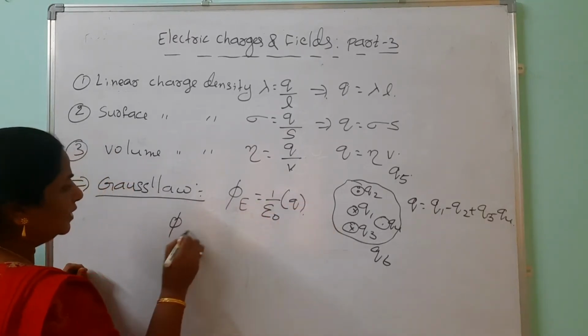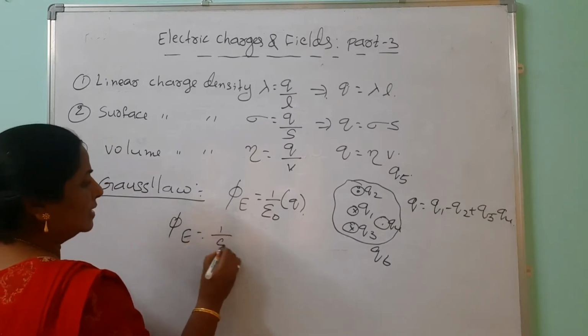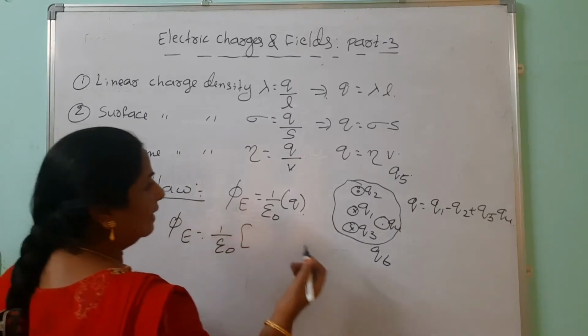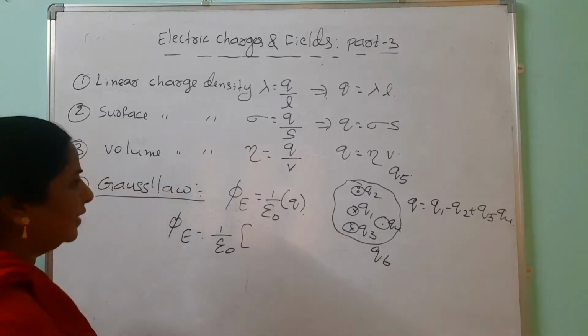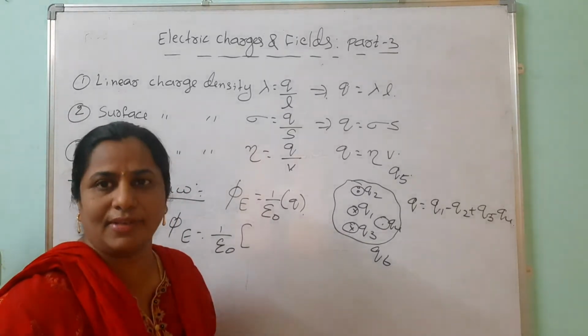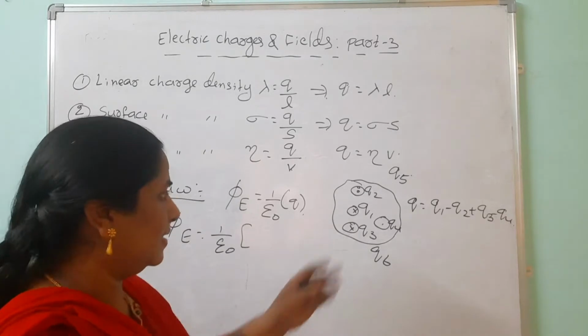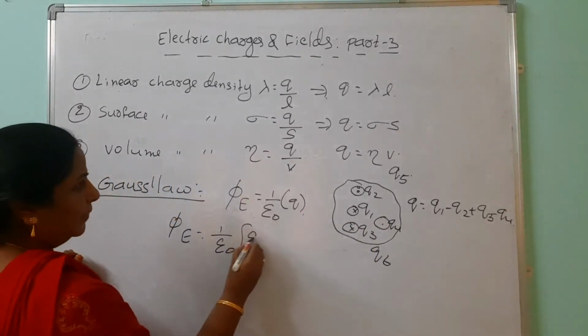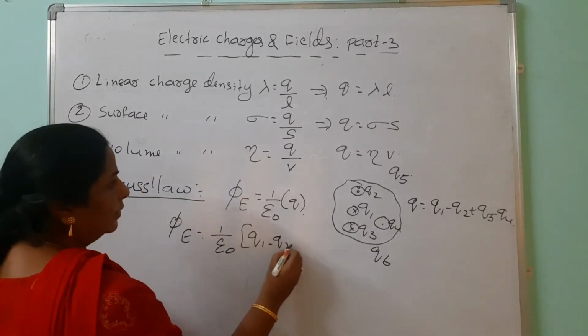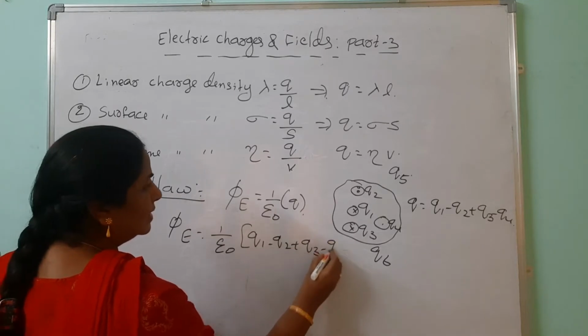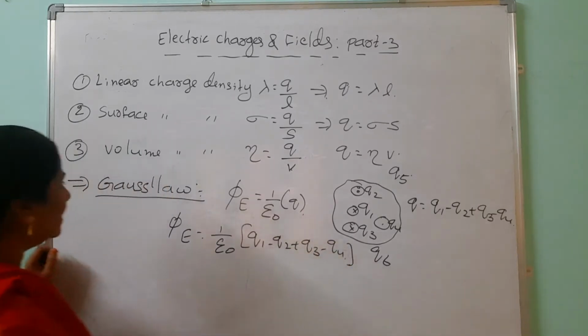You also have one short answer. This is the formula. Any complicated conditions we can also solve, and we can find out the intensity of electric field also with the help of Gauss's law. Then we can write it here, Q1 minus Q2 plus Q3 minus Q4. Like that, this is Gauss's law.